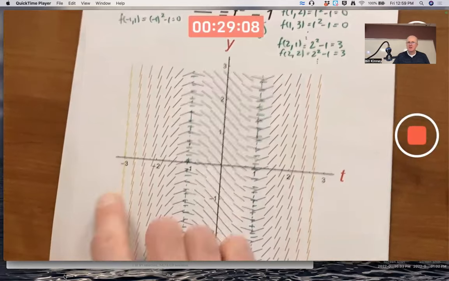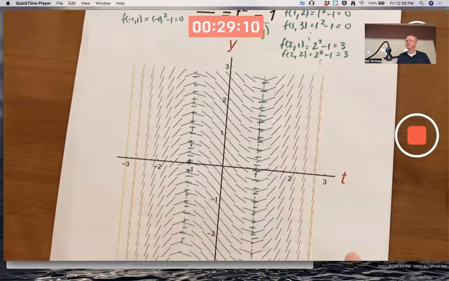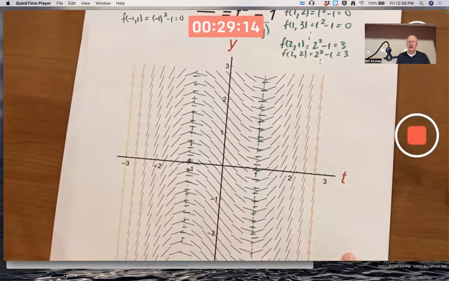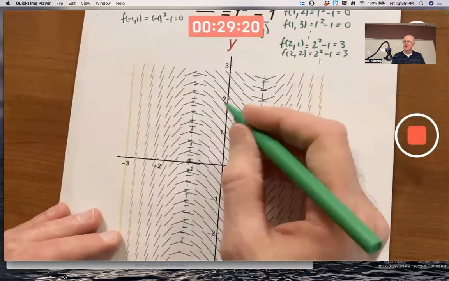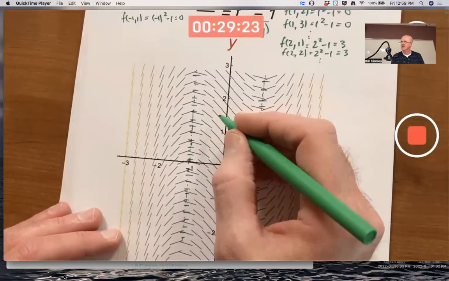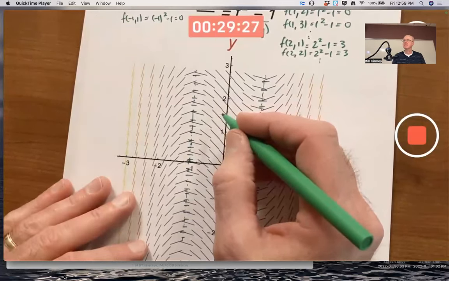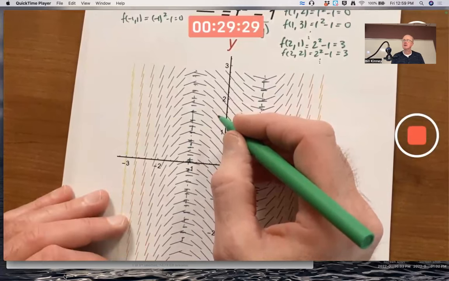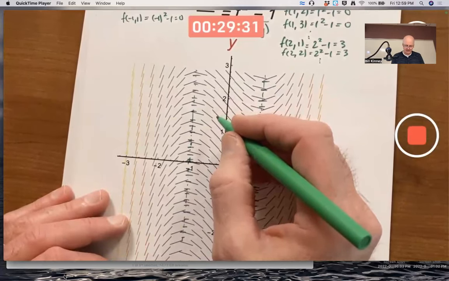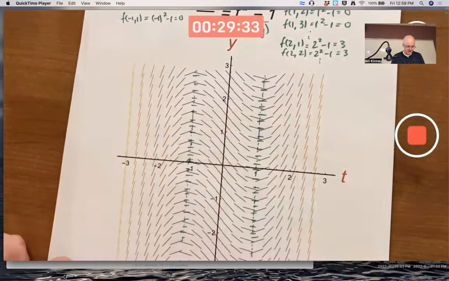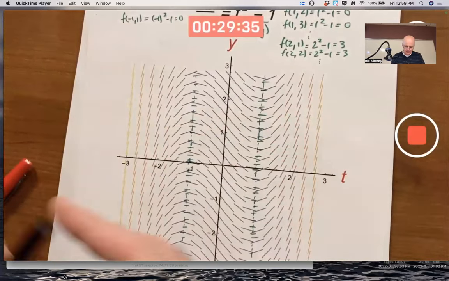Solutions have to follow the slope field. Why? And what do I mean? Anytime a solution passes through the midpoint of one of these line segments, the line segment has to be tangent to the solution, tangent to the curve. And what that means, if you think about it, is that you can draw solutions using that information.